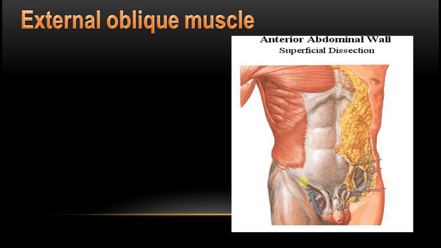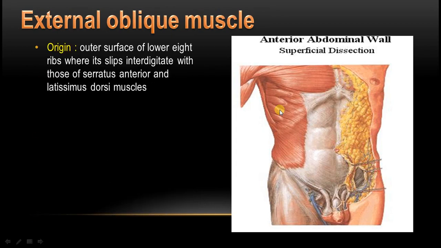The next is the external oblique muscle. The next layer which we are going to see is the first muscle of the anterior abdominal wall, the external oblique muscle. The external oblique muscle arises from the lower 8 ribs. It interdigitates with the lower 4 digitations of the serratus anterior and also with the latissimus dorsi muscle, a large muscle which is present on the superficial back region.